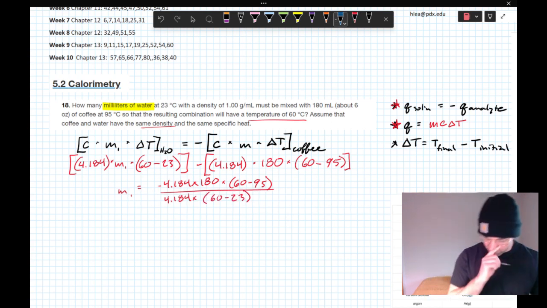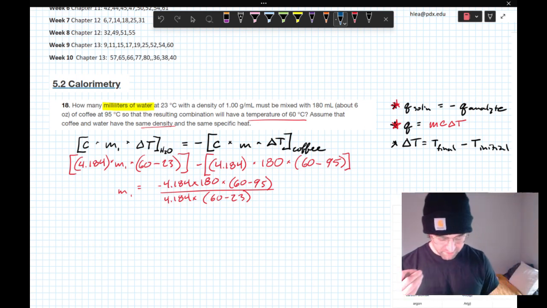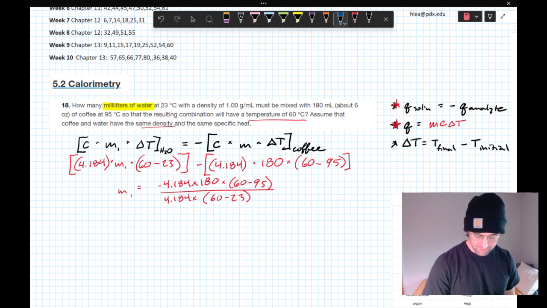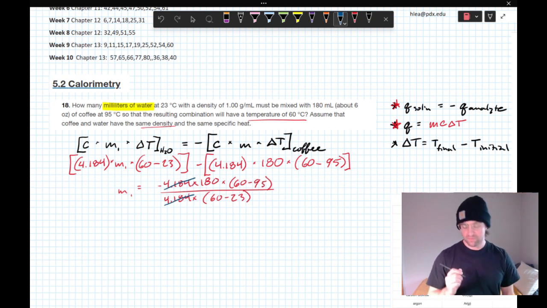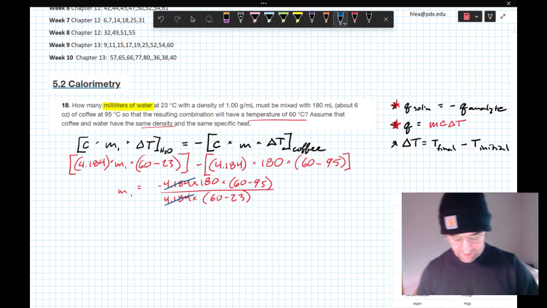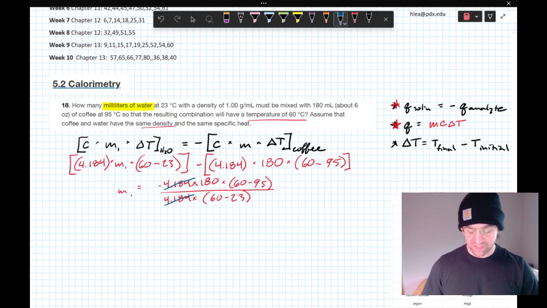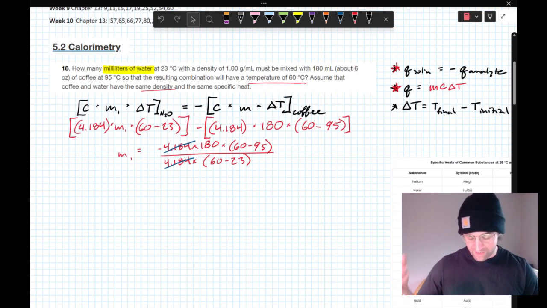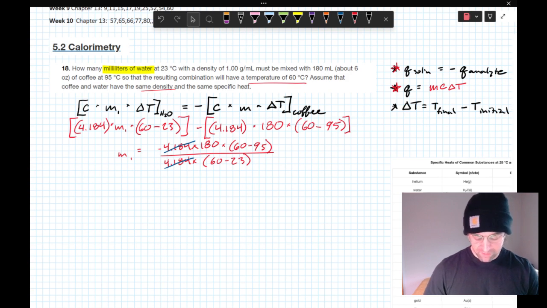The reason I've written it this way is so that we can simplify this equation a little bit further, because we have the same specific heat capacity on top and bottom, we can eliminate it. This simplifies our math a little bit here too. Okay. So now we just do 180 times 60 minus 95 over the quantity 60 minus 23.